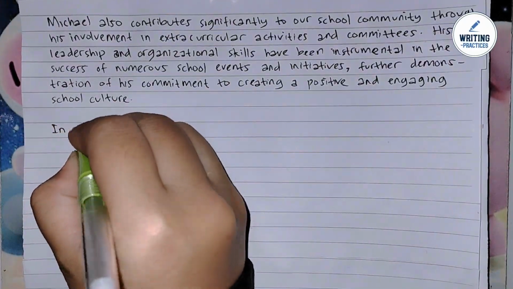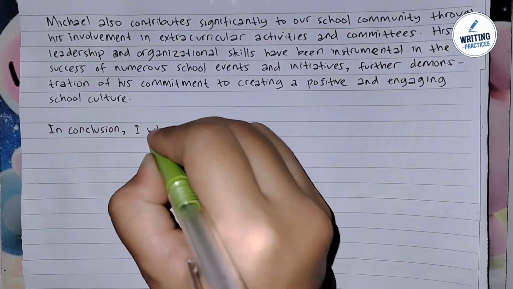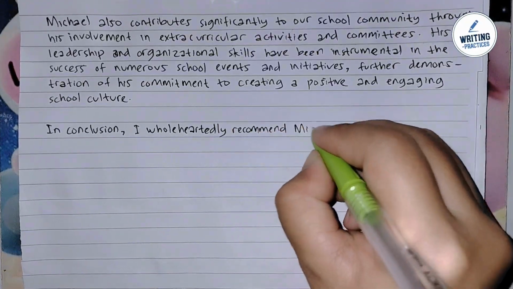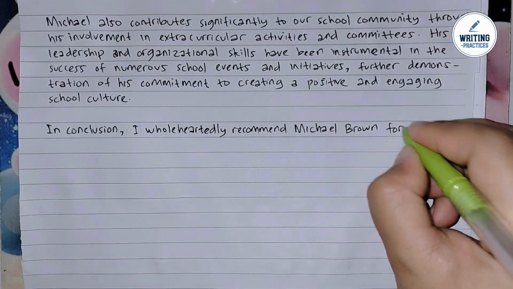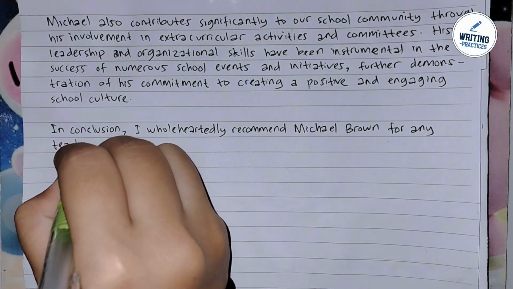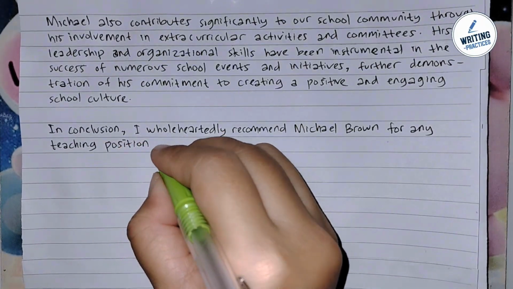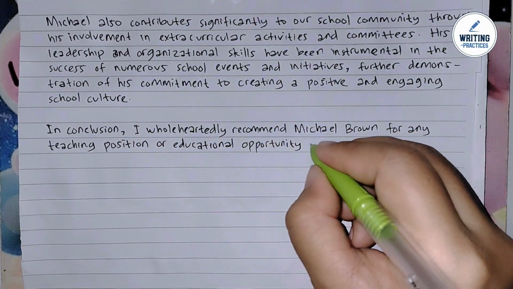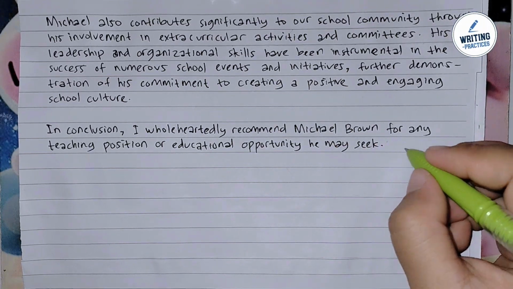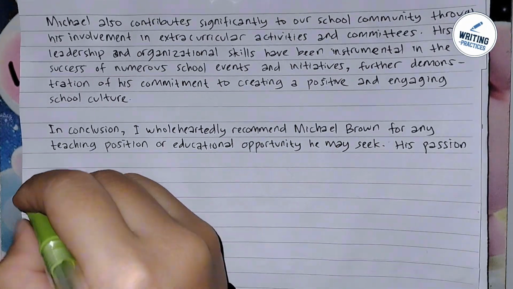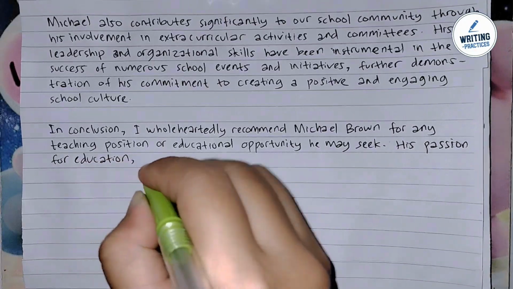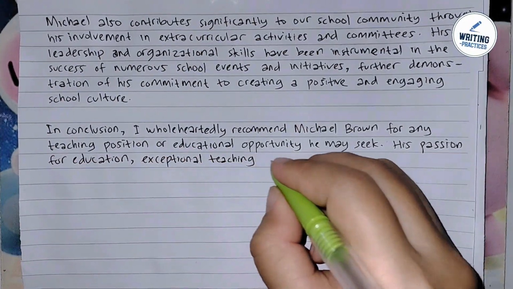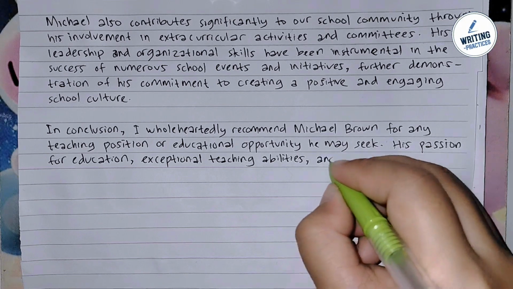In paragraph 6, this is where you write your recommendation. You need to summarize the candidate's qualifications and provide a strong recommendation. To do this, offer a clear and positive recommendation for the candidate. For example, "In conclusion, I wholeheartedly recommend Michael Brown for any teaching position or educational opportunity he may seek." And then, reaffirm the candidate's exceptional skills and the positive impact they have on students.